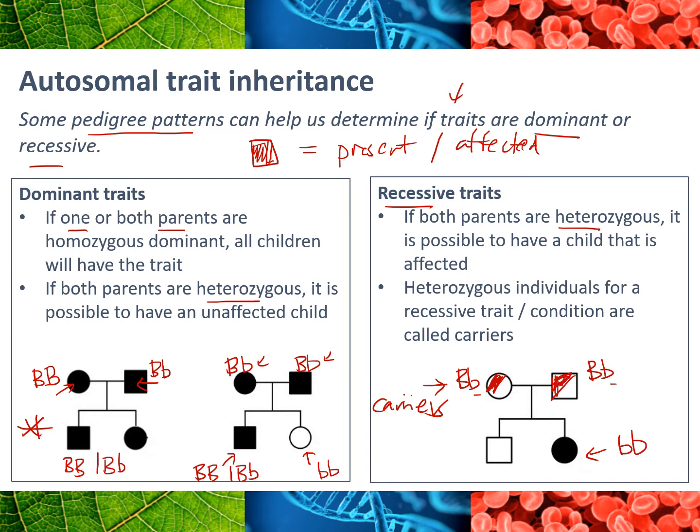But in the examples you're going to look at today, it's not going to tell you if they're carriers, because I want you to start looking at these patterns to try and interpret what type of inheritance is happening. So I guess the key thing with recessive conditions and traits is that you can see this kind of skipping a generation, where the parents might not have it, but then the offspring can.